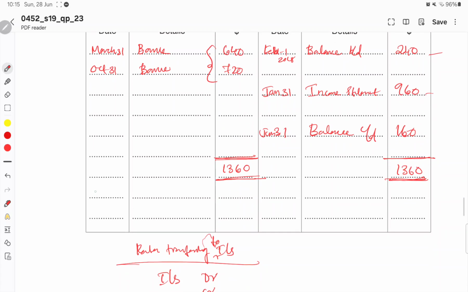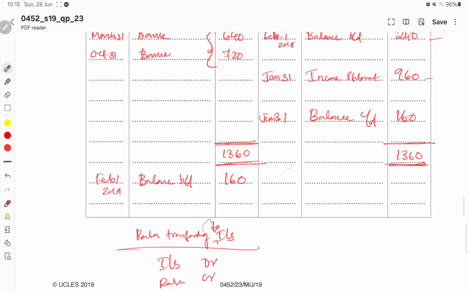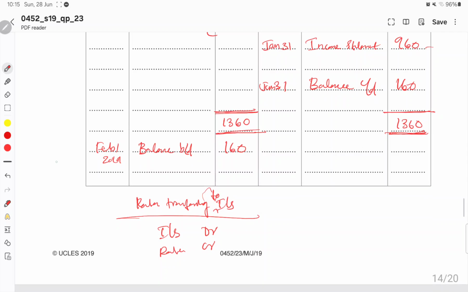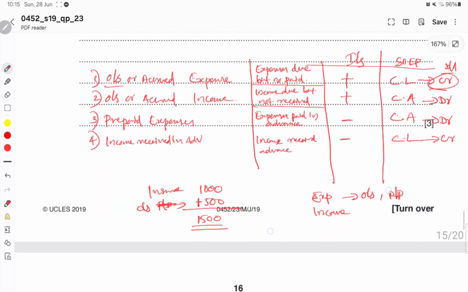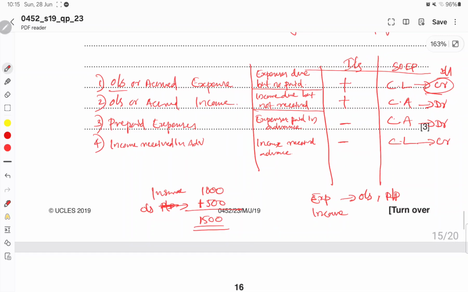Then we will write the opposite side also, February 1st, 2019. Balance brought down $160, isn't it? So what is the meaning? Here it is in the debit side. So debit side means what? If anything is in the debit side, expenses in the debit side means it is a prepaid.